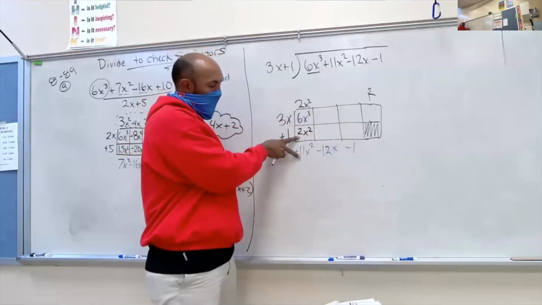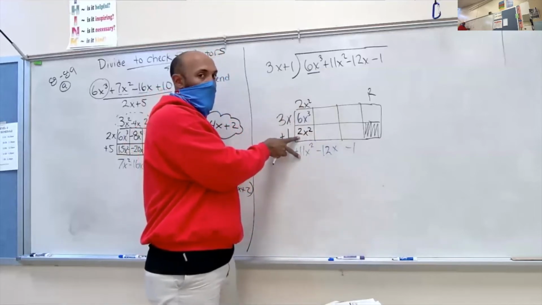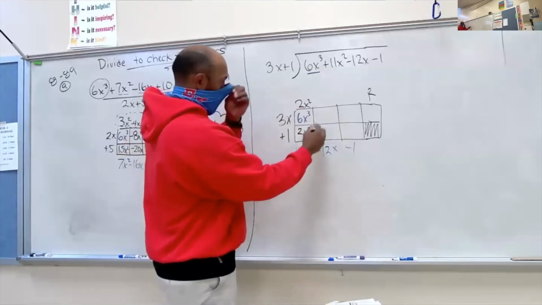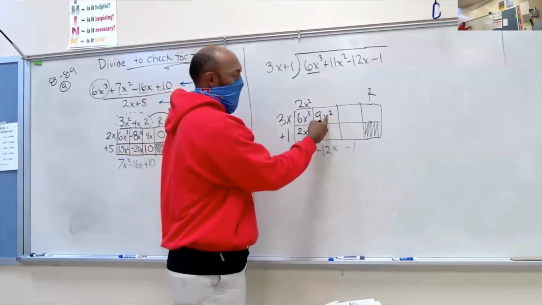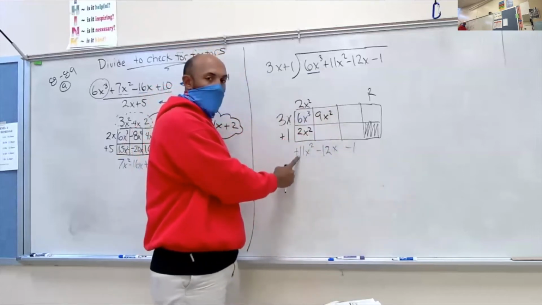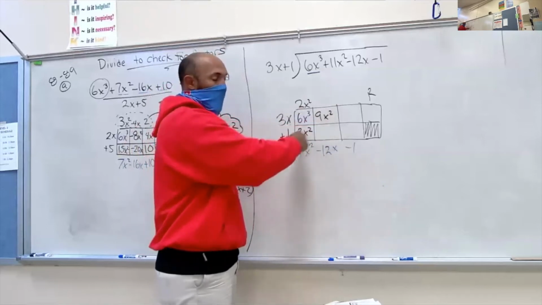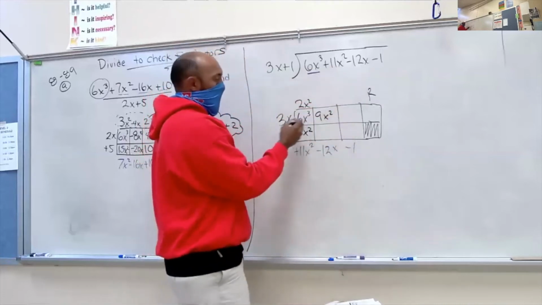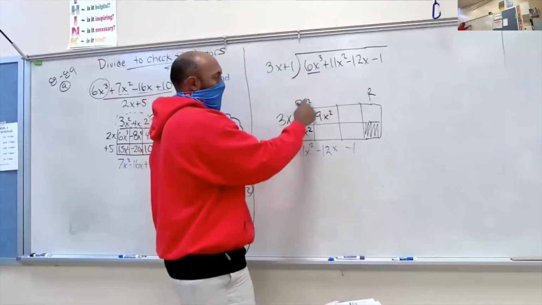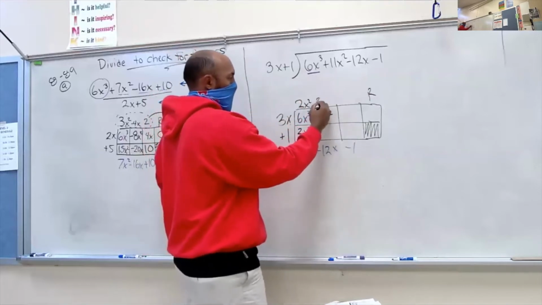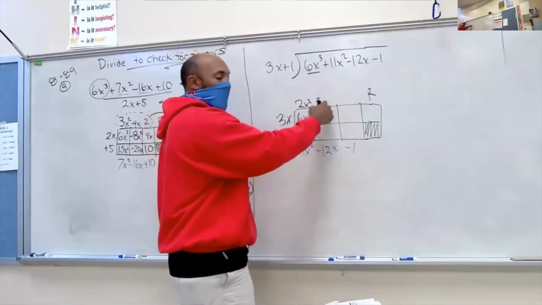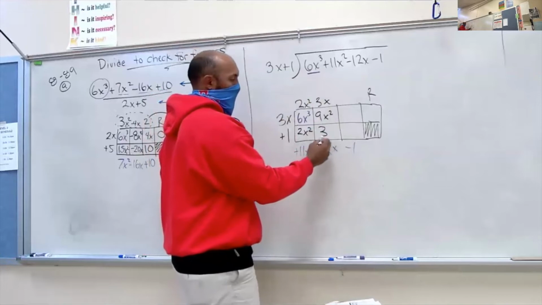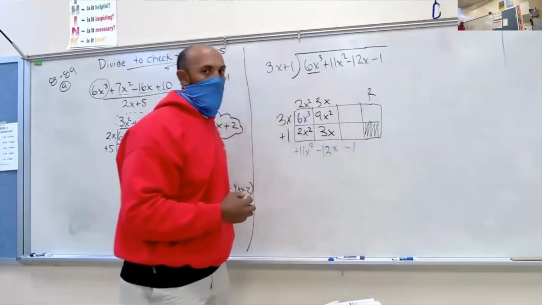Then I have to look at these two numbers and say, what do I have to add or subtract to get to positive 11x squared? Well, that'd be 9x squared. So 9x squared plus 2x squared gives me 11x squared. Because remember, these two have to add up to that second term. Then I follow the steps as before. 3 times what is 9? 3. X times what is x squared? X. And then 3x times 1 goes there.